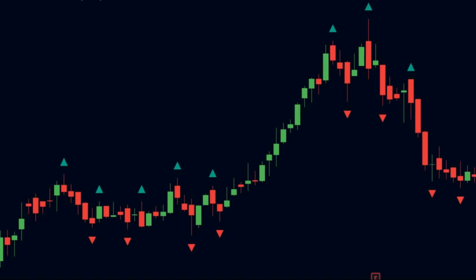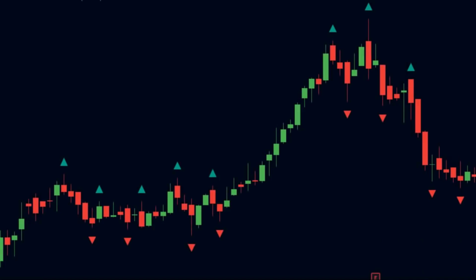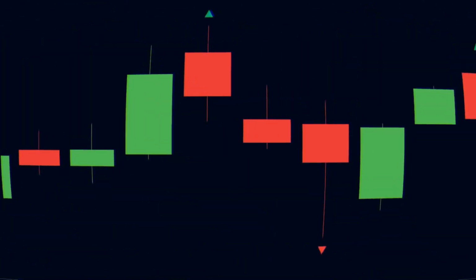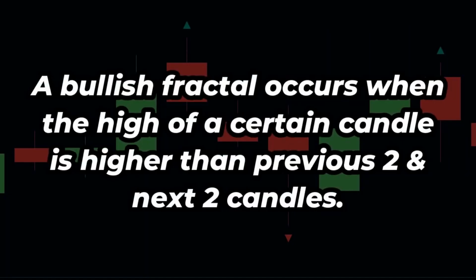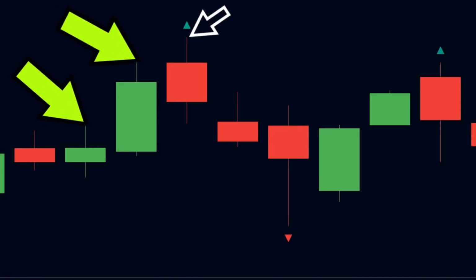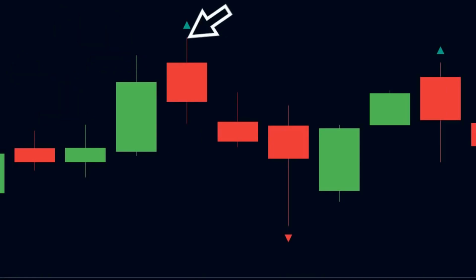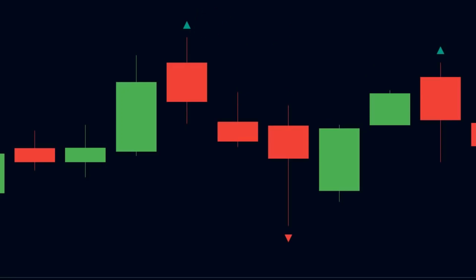The big question here is, how are these fractals created? The construction of these fractals is really simple. This is how a bullish fractal is created. A bullish fractal occurs when the high of a certain candle is higher than the previous 2 and subsequent 2 candles. For example, the high of this candle was higher than the high of the previous 2 candles. The high of this candle was also higher than the high of the following 2 candles.